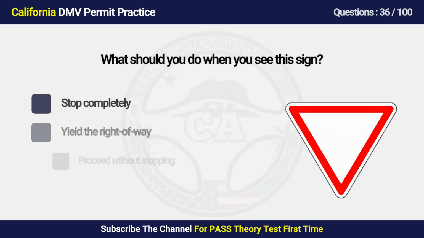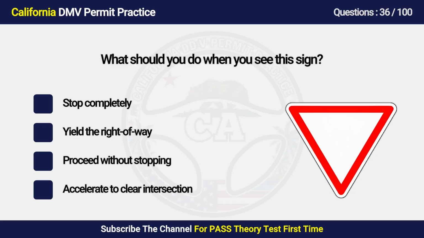Question 36. What should you do when you see this sign? A, stop completely. B, yield the right of way. C, proceed without stopping. D, accelerate to clear intersection.